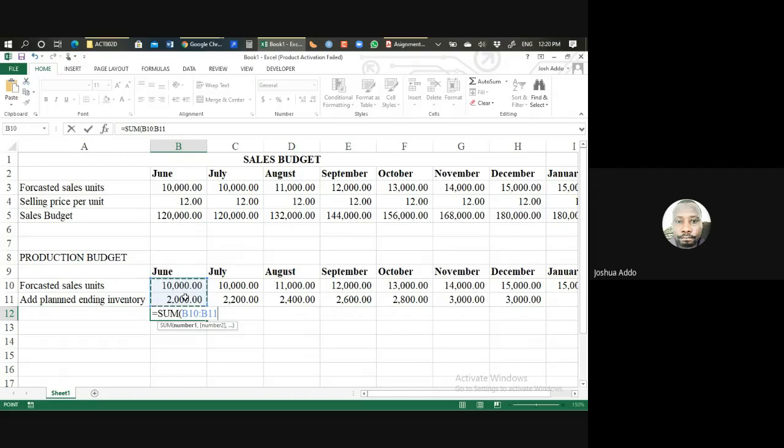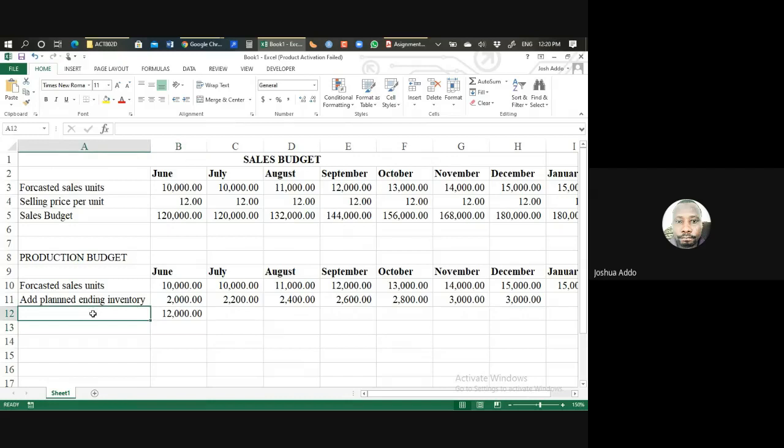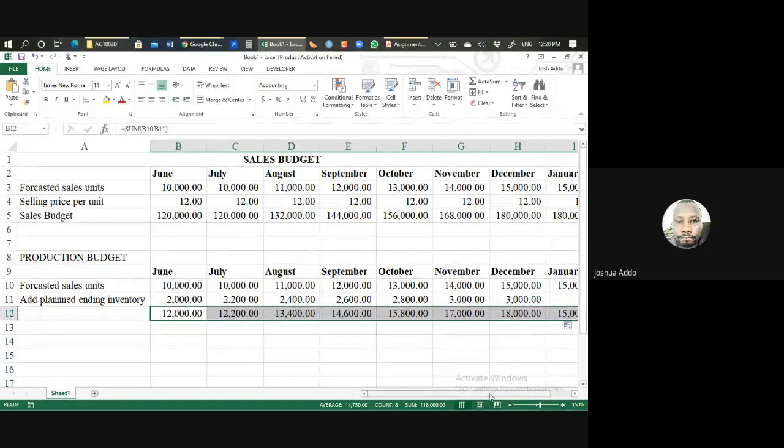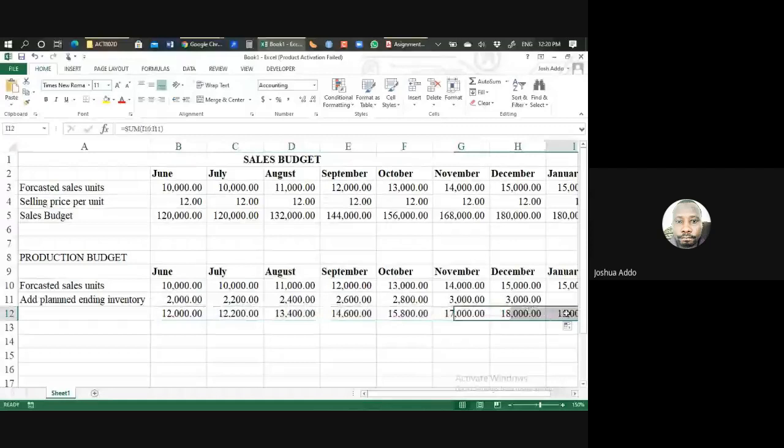Okay. So this is the quantity of products that we have to make available to meet the expected demand and to also meet any upsurge in demand. Okay, that's why we added the planned ending inventory. So when I drag, I can calculate for the rest of the months. I don't think we need this one. Okay, so.